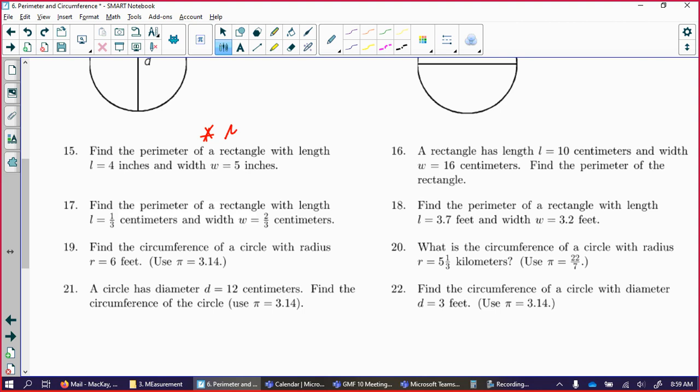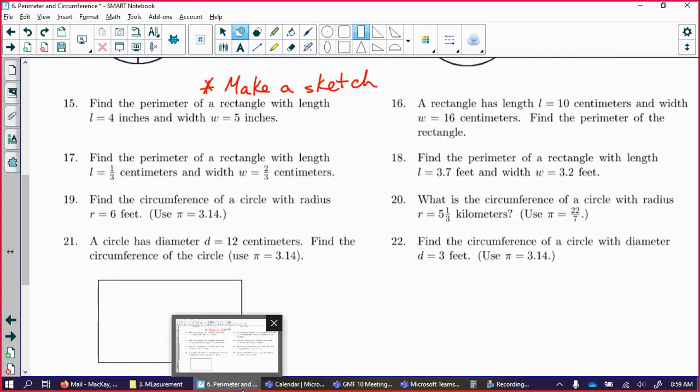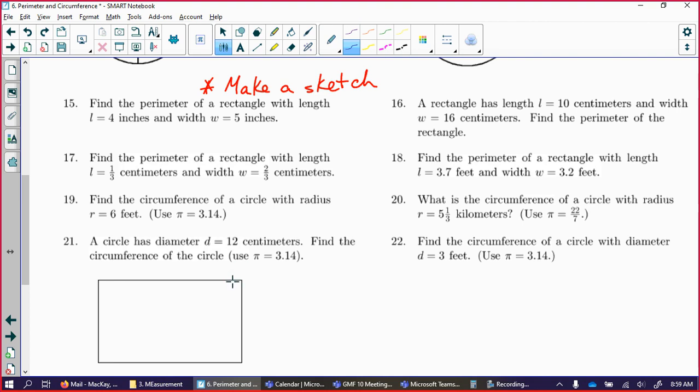The first thing you should do, make a sketch. So I have this super awesome advantage. If I'm looking at 15, it doesn't have to be to scale. There's a rectangle. It says it has a length of 4 inches and a width of 5 inches. Well, what do I know about this? Well, if that's 5, that's 5. If this is 4, that's 4. And we can find the perimeter. You can do those as decimals.